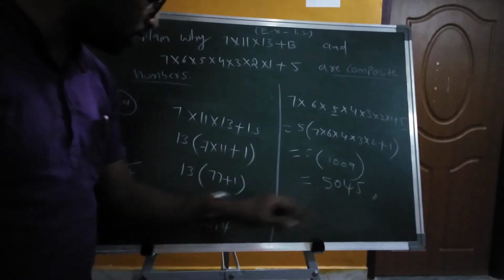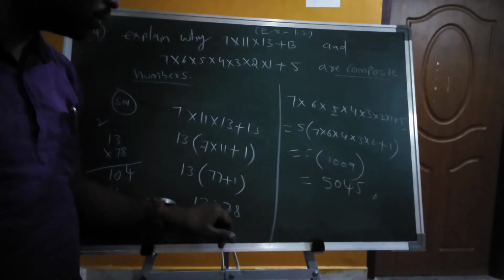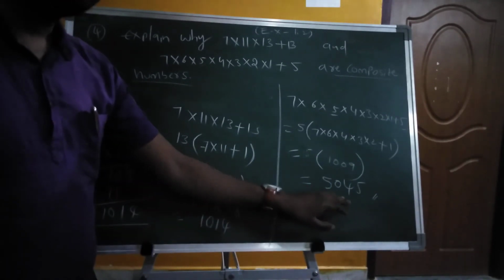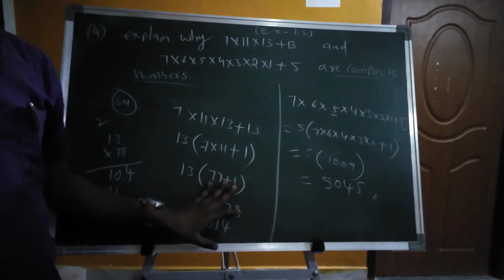5 into this number is a product. Here also 13 into 78. Two numbers are multiplied here. That means these two numbers are composite numbers.